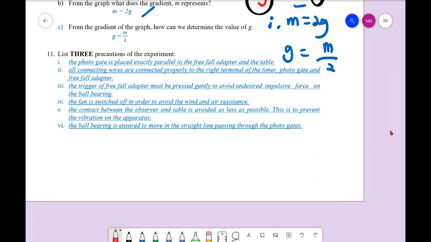And fifth, the contact between the observer and the table is avoided as much as possible. This is to prevent vibration on the apparatus. And sixth, the ball bearing is ensured to move in a straight line passing through the photo gates.